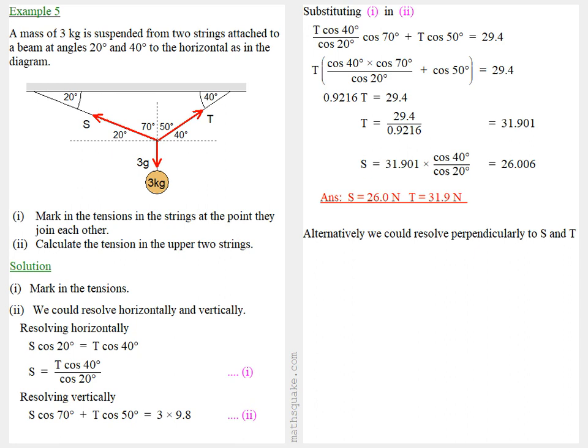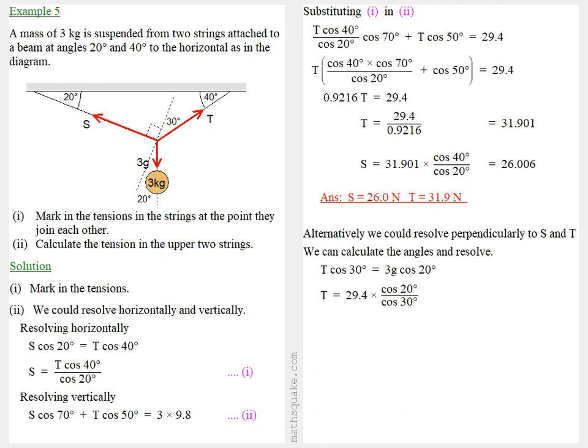Alternatively, we could resolve perpendicularly to S and to T. Now, if we draw a line perpendicular to S, we can calculate the angles and resolve. We get that T makes an angle of 30 degrees with it, and gravity makes an angle of 20 degrees with it. So T cos 30 equals 3g cos 20. So T is equal to 29.4 times cos 20 over cosine of 30, which is 31.901.